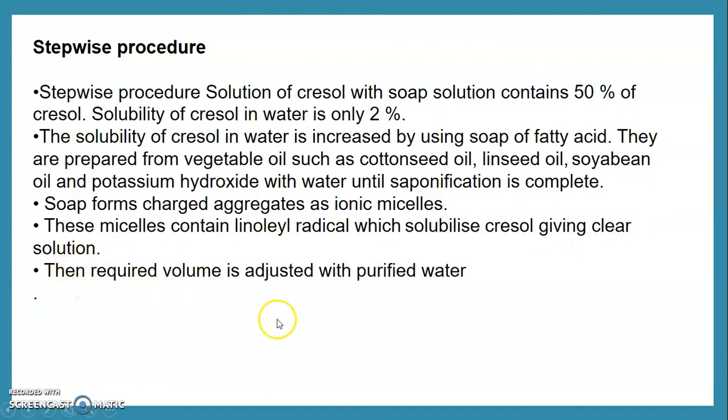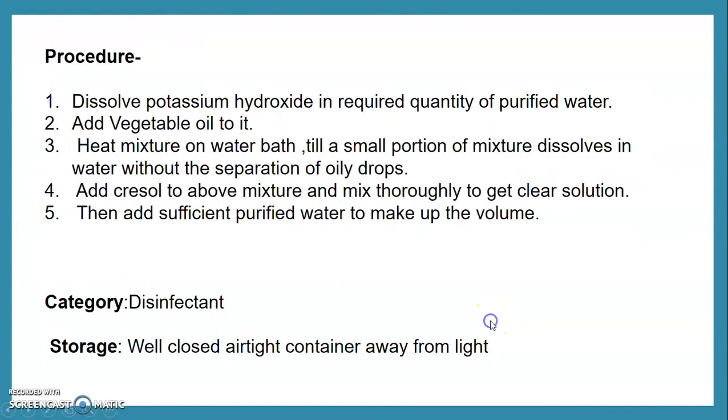Then the required volume is adjusted with purified water. First we have to dissolve the potassium hydroxide in the required quantity of purified water, then add the vegetable oil into it, then heat the mixture on a water bath till a small portion of the mixture dissolves in water without separation of oil drops. Then add the Cresol to the above mixture and mix thoroughly to get a clear solution. Then add sufficient purified water to make up the volume.